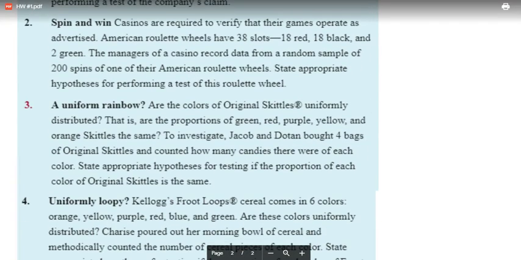So for number 2, it says casinos are required to verify that their games operate as advertised. American roulette wheels have 38 slots, 18 red, 18 black, and 2 green. The managers of a casino record data from a random sample of 200 spins of one of their American roulette wheels. State appropriate hypotheses for performing a test of this roulette wheel.